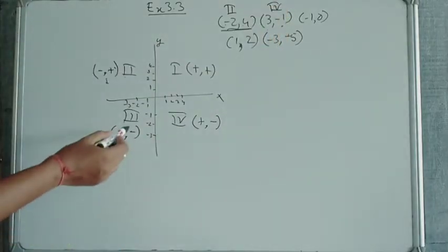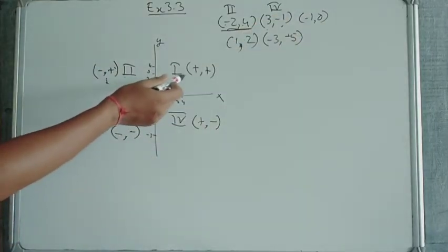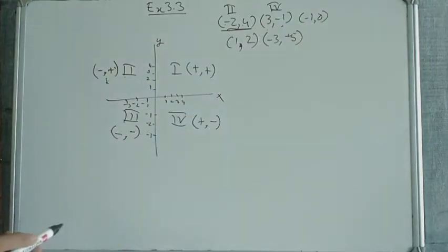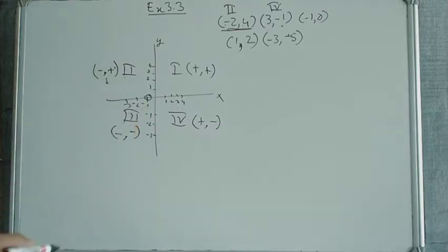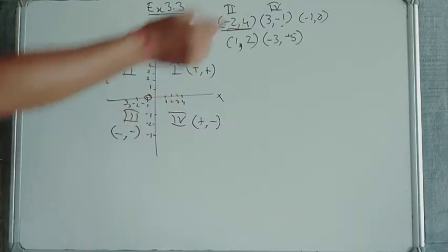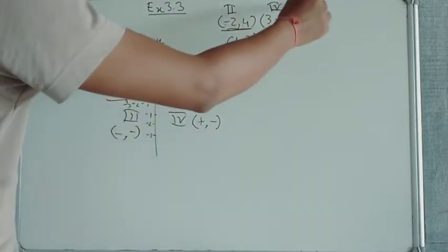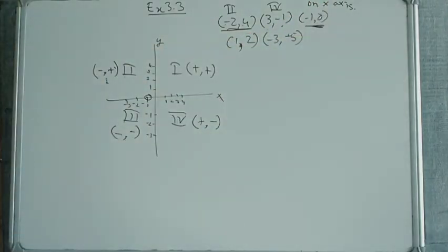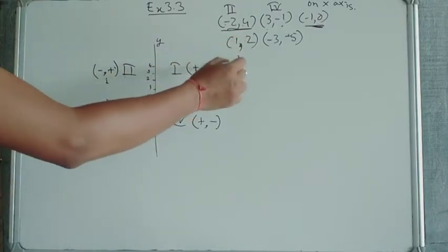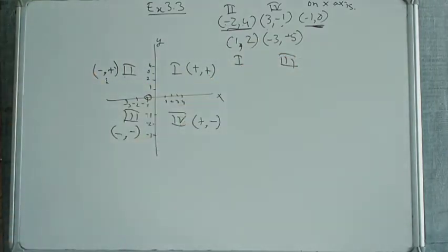Then minus 1, 0. But there is a 0, no? Now when it is 0, what happened? X is minus 1, so the point will come right here, so it will not come in any quadrant. It will always be on the x-axis. Then 1, 2, that means plus plus, it will come under the first quadrant. Minus minus means it will come under the third quadrant. So this is how you can get your quadrants.